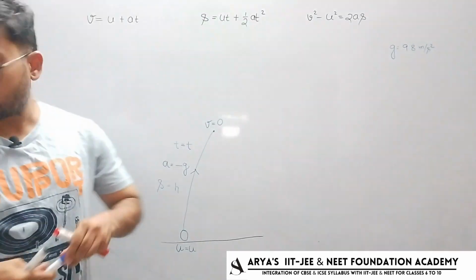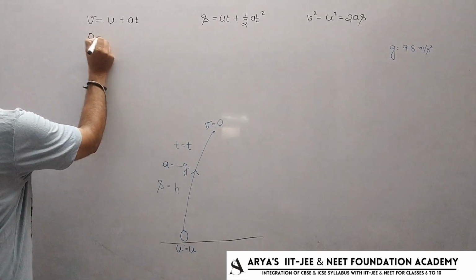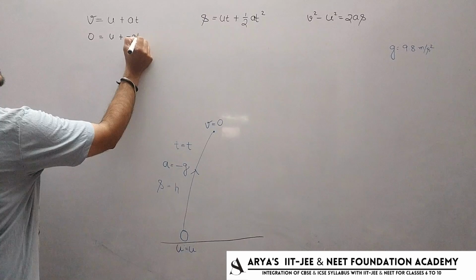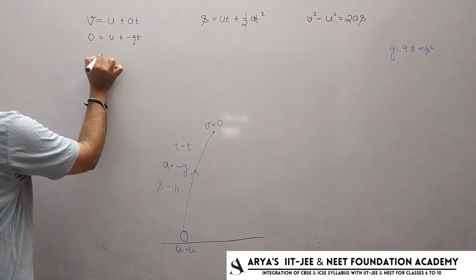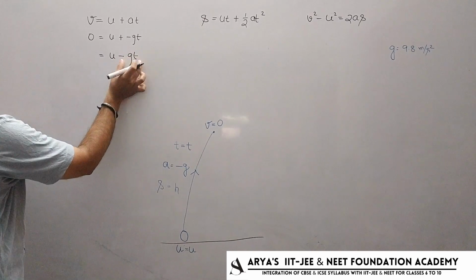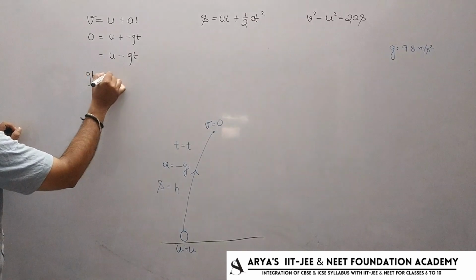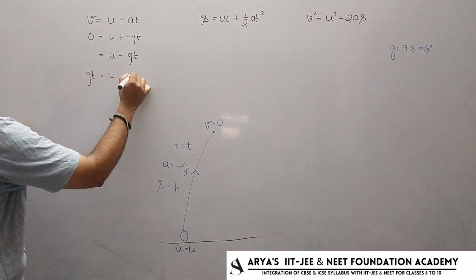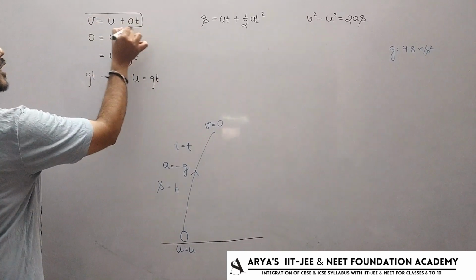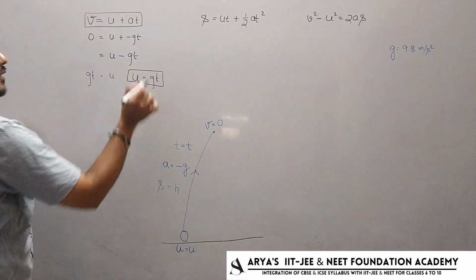0 equal to U plus minus GT. Minus GT is equal to U; sending that to the other side, GT equals U, or you can write it as U is equal to GT. So this is the important formula after solving.